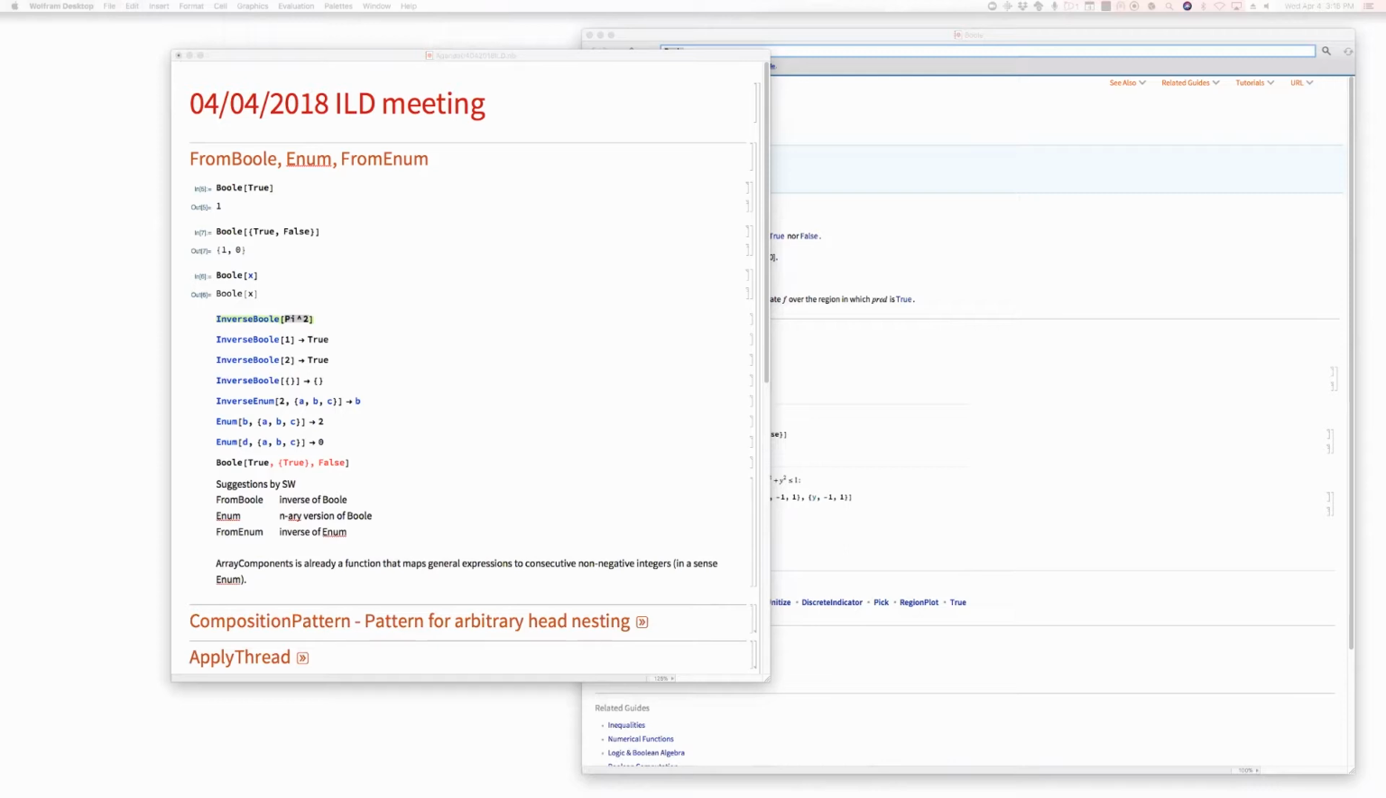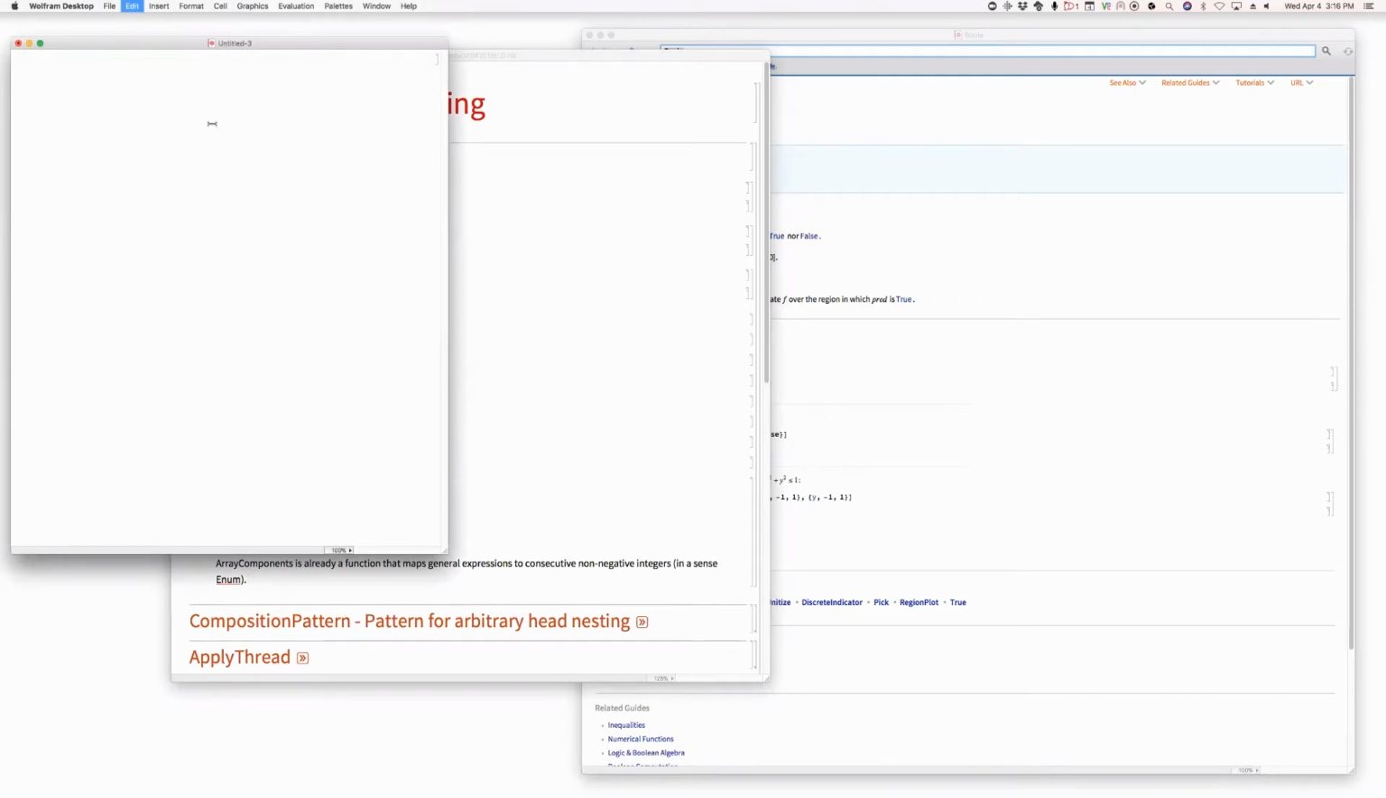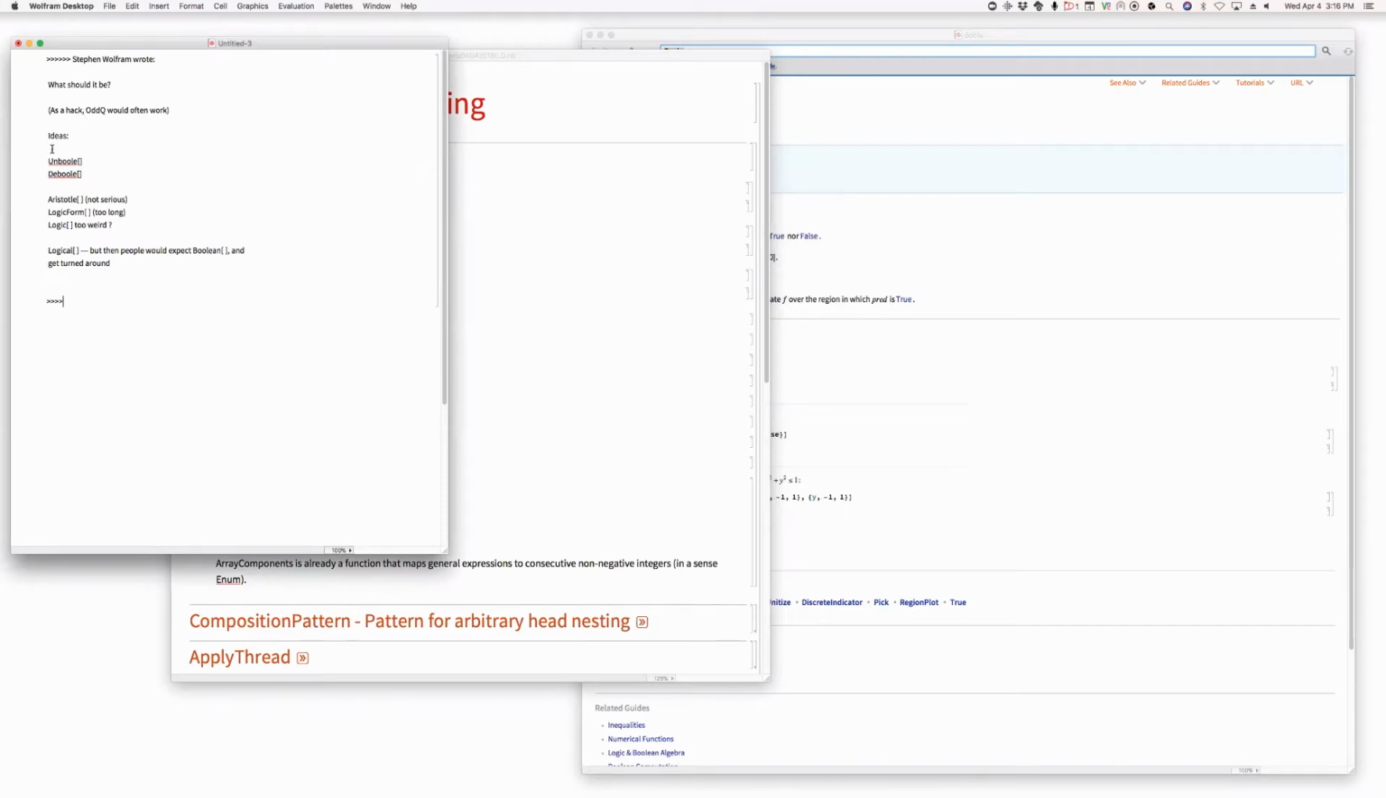Okay, anyway, there were no serious other suggestions. Ideas were unbool and debool. Oh yeah, these are very non-serious suggestions. Unbool, debool, Aristotle, not a serious suggestion. Logical.